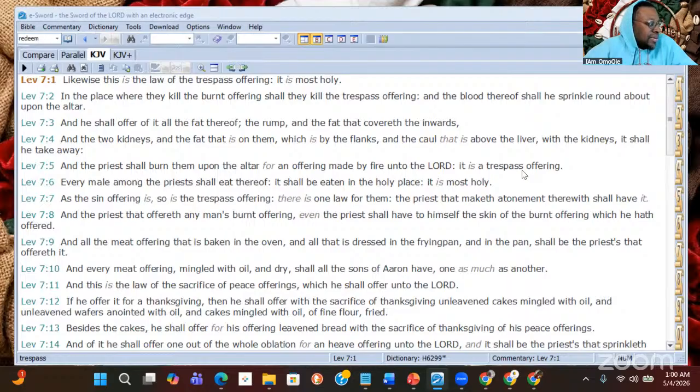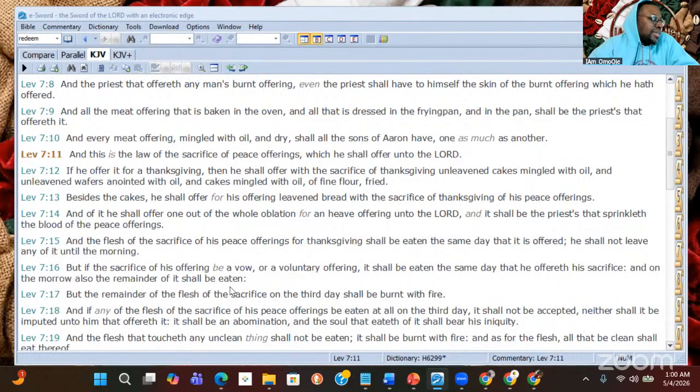And all the meat offering that is baken in the oven, and all that is dressed in the frying pan, and in the pan, shall be the priest's that offereth it. And every meat offering mingled with the oil and dry shall all the sons of Aharon have, one as much as another. And this is the law of the sacrifice of peace offerings.